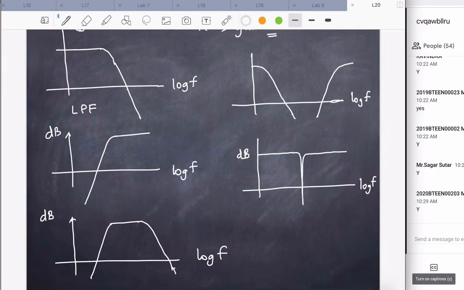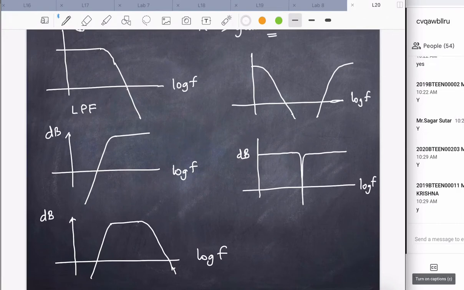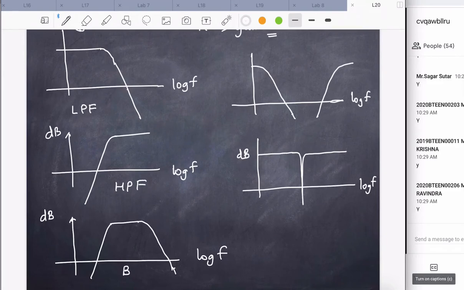So, you can quickly draw this and write the names of the filters: low pass filter, high pass filter, band pass filter, band reject filter, and notch filter. Okay, good.